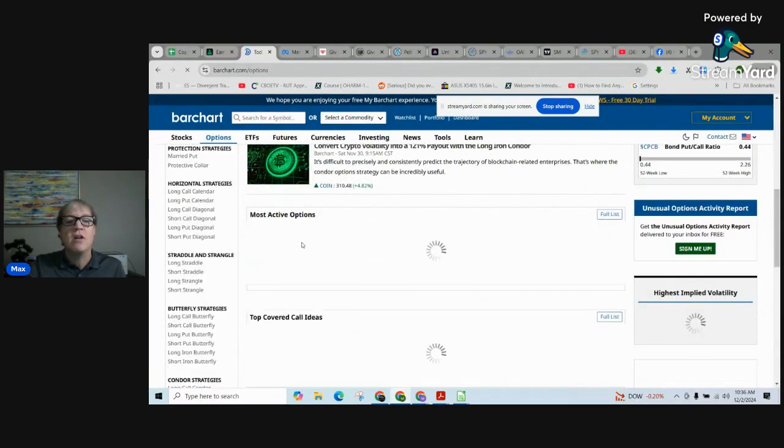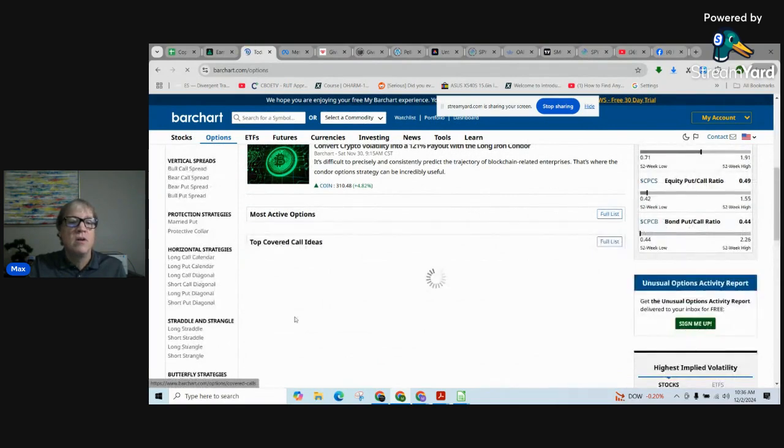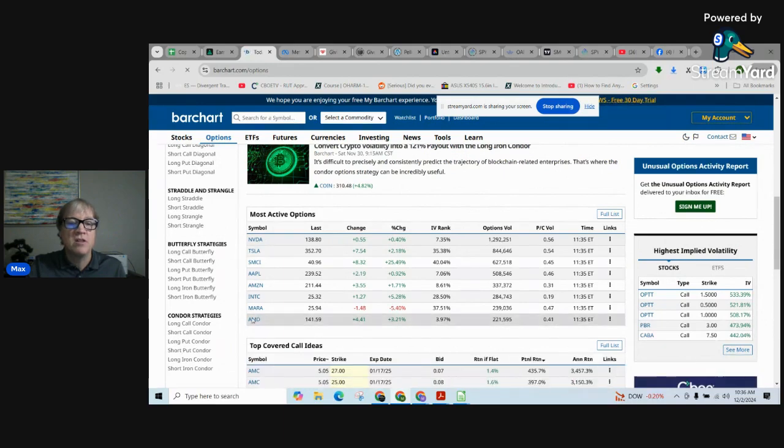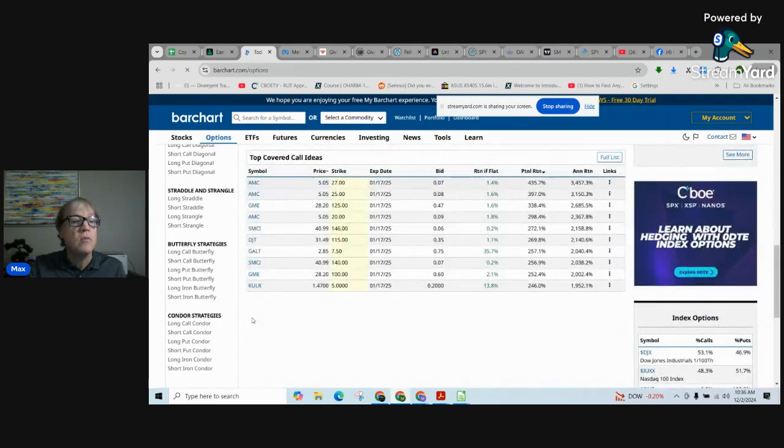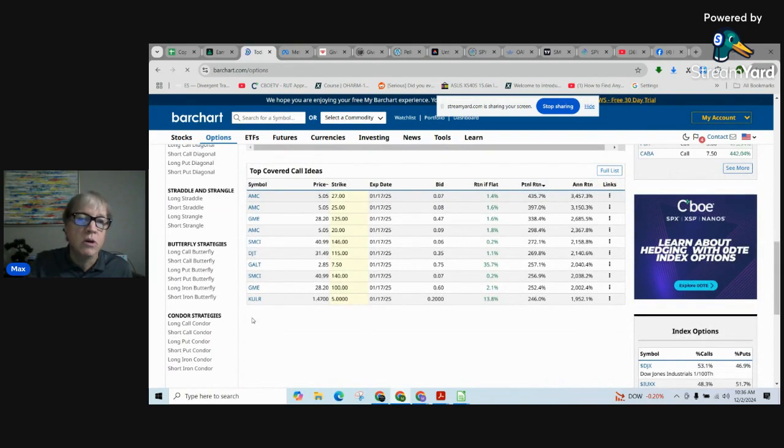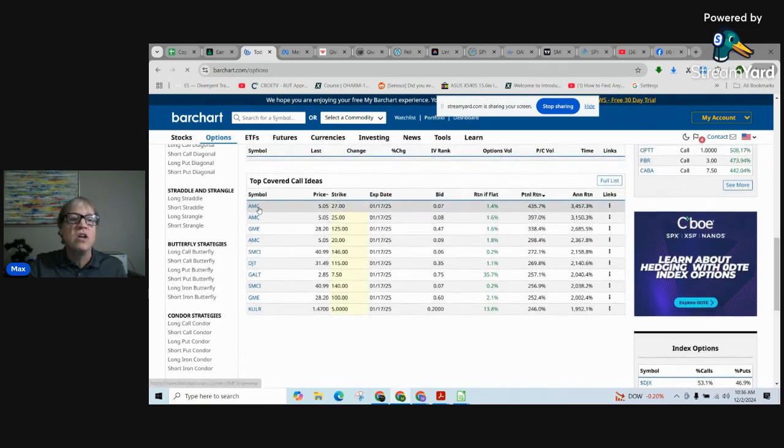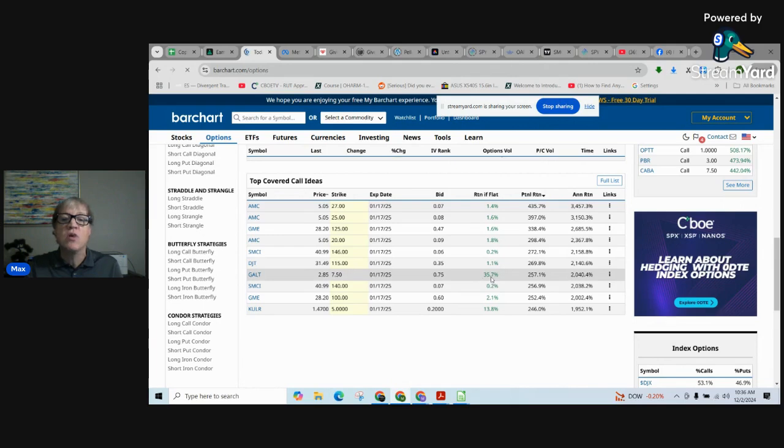Top covered call ideas. This is where Jay gets a lot of his ideas. And I'm totally 100% joking. Jay has something called a Bloomberg terminal that has better data than TradingView. But the Bloomberg terminal will tell you some of this same stuff. These are the stocks that you could buy and instantly sell a call, and lock in a lot of money. On this one, you could instantly make 35%.